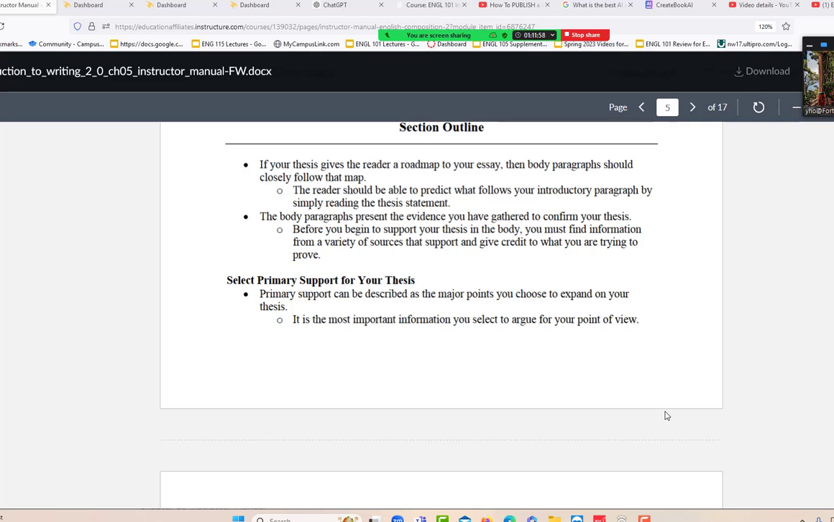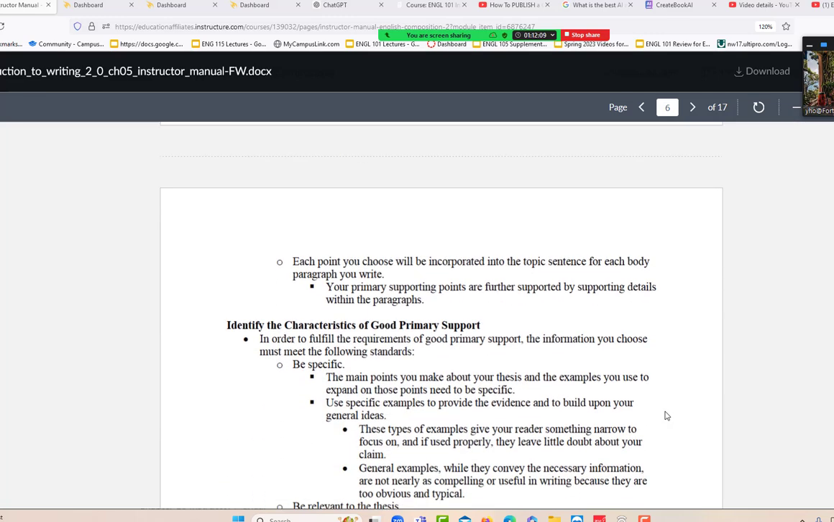Primary support can be described as the major points you choose to expand on your thesis. It is the most important information you select to argue for your point of view. Each point you choose will be incorporated into the topic sentence for each body paragraph you write. Your primary supporting points are further supported by supporting details within the paragraphs.